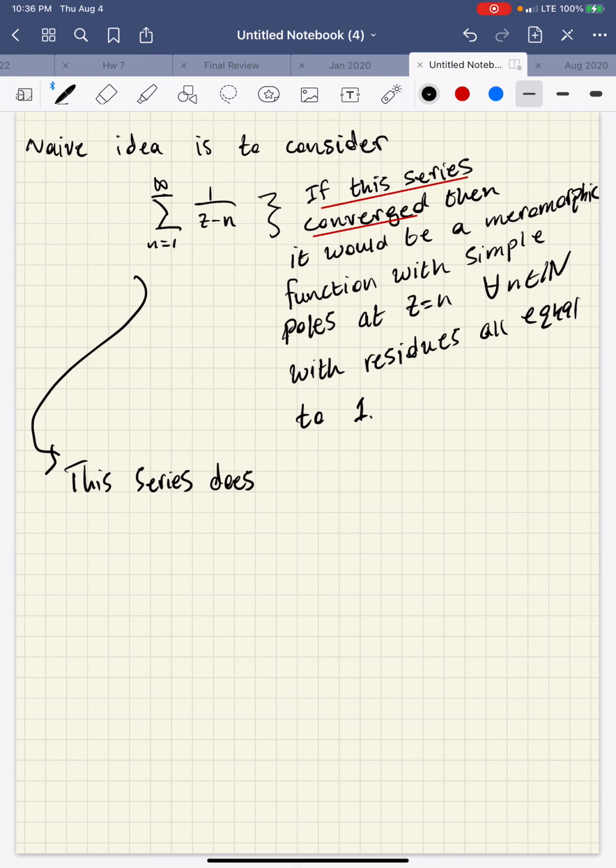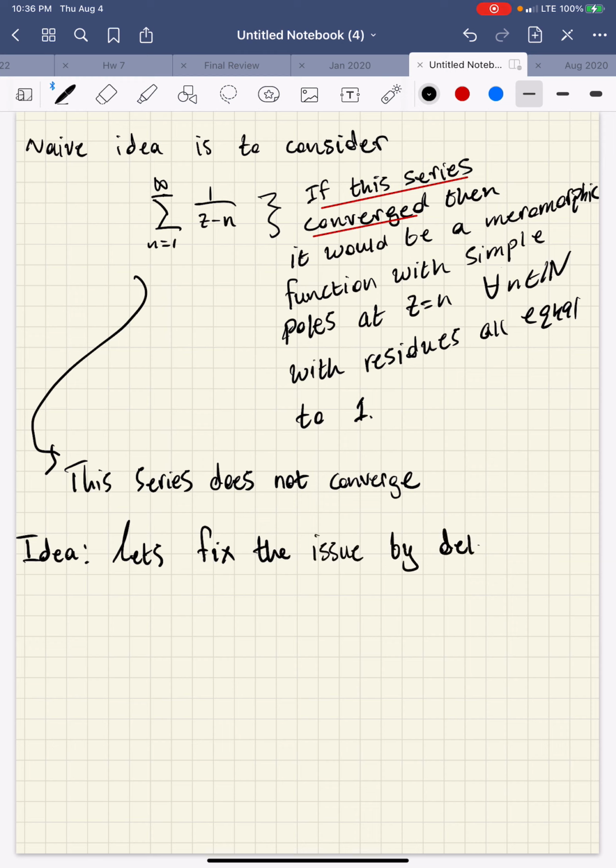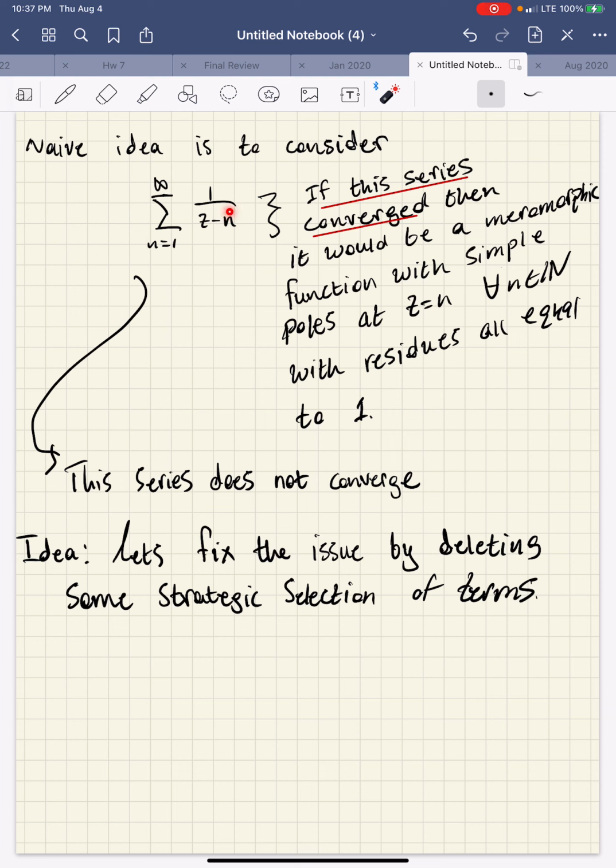So the idea here, in light of this series not converging, is let's fix this series, let's fix the issue, right, by deleting some strategic selection of terms. So what I'm saying here is there are some terms in the series that are causing it to diverge, right? We need to figure out some way to identify what the issue is, what's causing this to diverge, and just get rid of them.